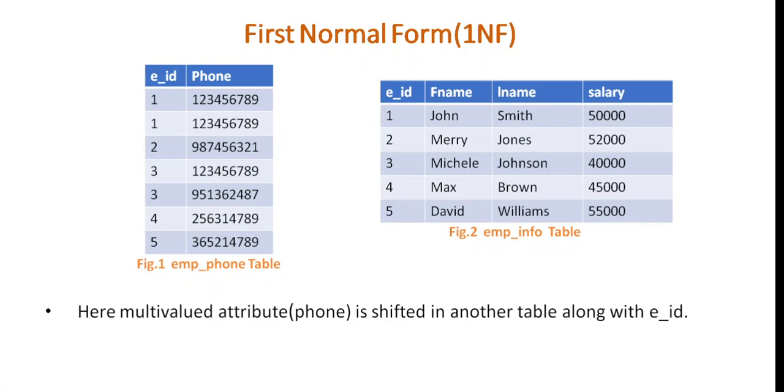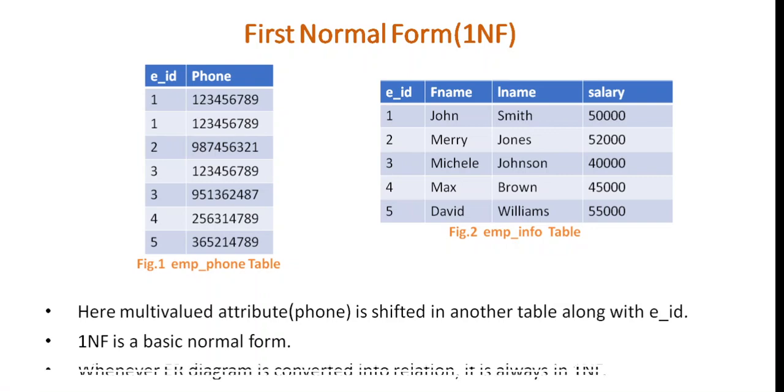Now if we look at figure number 2, that is the employee info table, in this table also all the attributes consist of atomic values, and there is no composite attribute. So first normal form is the basic normal form in normalization. It is a theoretical concept, that is, whenever we get any relation for the first time, it is always in first normal form.